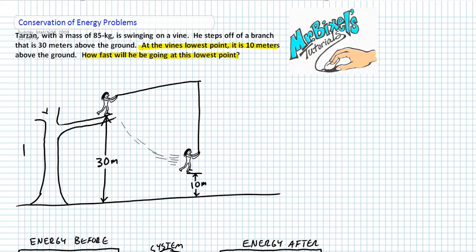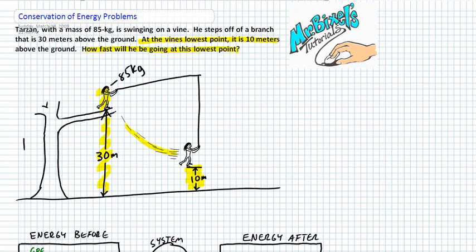Alright, first step, draw a picture. Here's Tarzan, here's him swinging down. I've got his mass written in the problem, and I've also got his initial height and the final height. It's important to notice that his final height is not 0. So, looks like a conservation of energy problem.